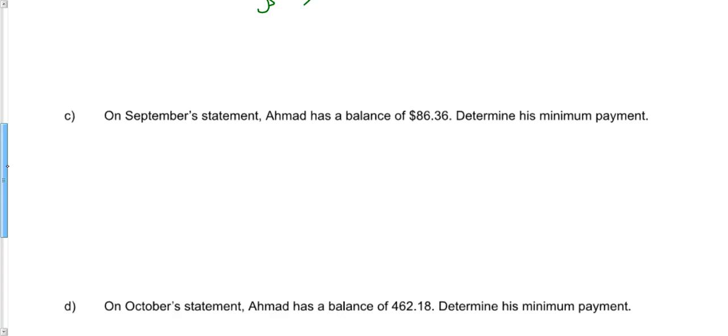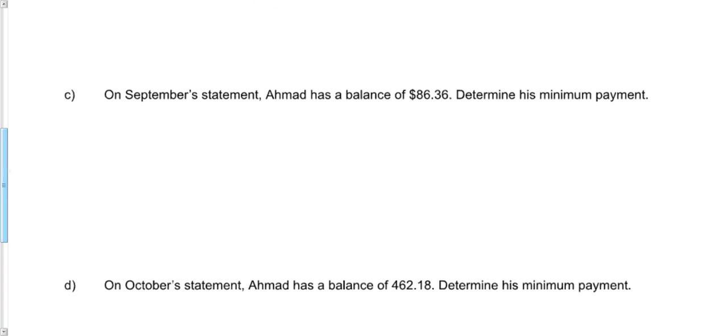Okay, so section C here. Let's say on September's statement, it says that Ahmed has a balance of $86.36. So what is his minimum payment? So we remember that the minimum payment was either $10 or 3%, whichever one was bigger. Okay. So we got to figure out, well, what's 3% of $86.36?